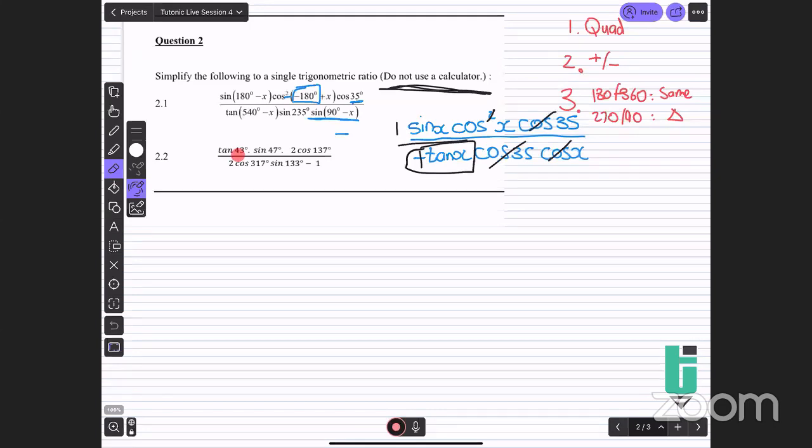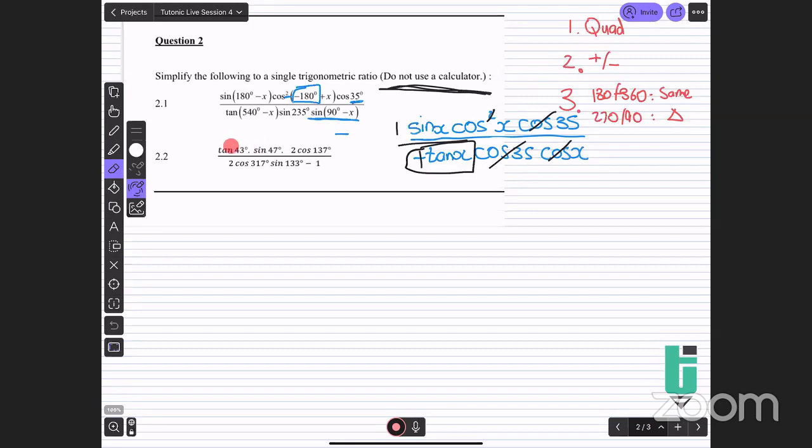But what's interesting between 43 and 47? What's interesting about those two numbers? They both are in the first quadrant. They're both acute angles. Yes, but something more. If you take 90 minus 47, you'll get 43. So they add up to 90. That's something that's sticking out, and we're probably going to have to use it somehow, so keep that in the back of your mind.